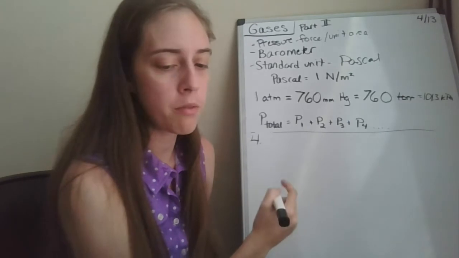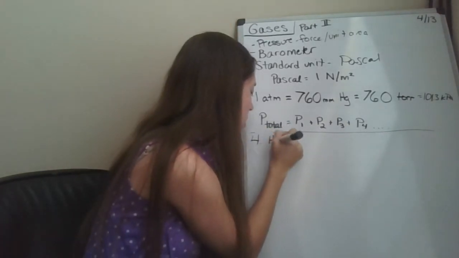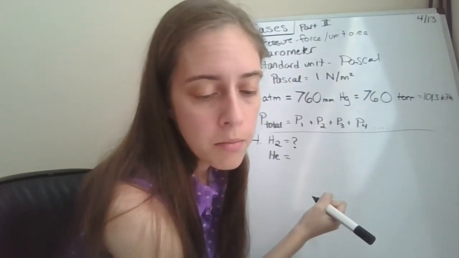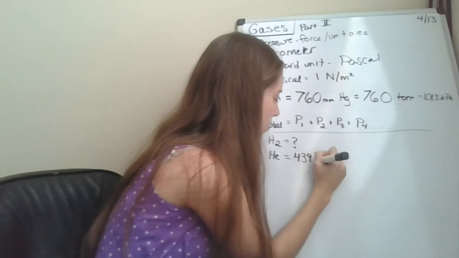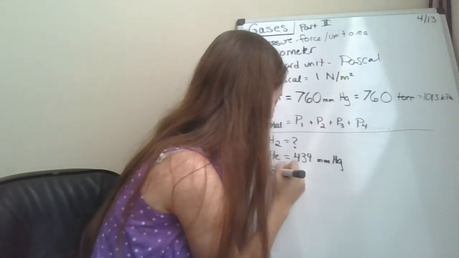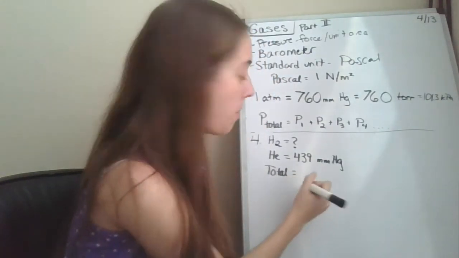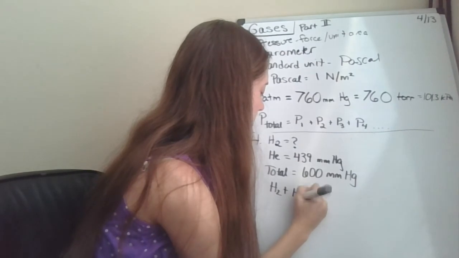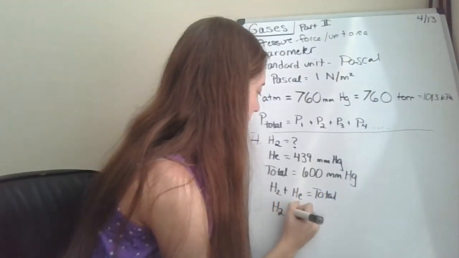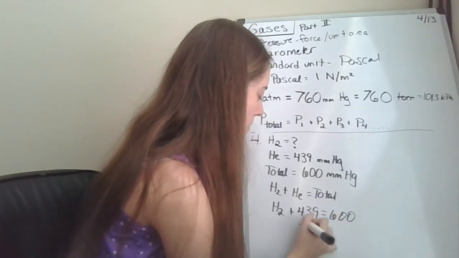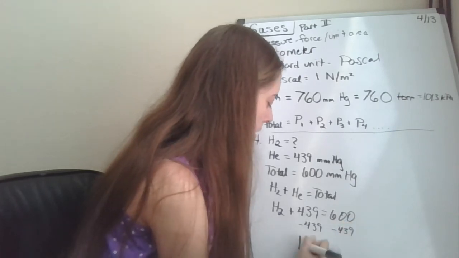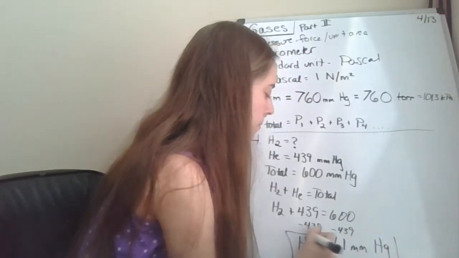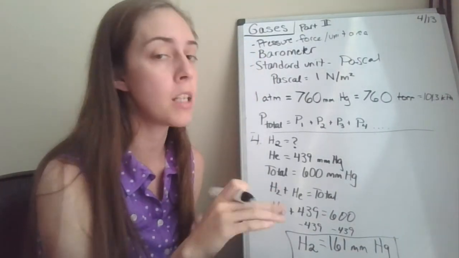All right, so we've got hydrogen and helium. We want to know the pressure of hydrogen. We know the pressure of helium is 439 mmHg and the total equals 600 mmHg. So we've got hydrogen plus helium equals total. Hydrogen plus 439 equals 600. Minus 439 on both sides. We end up with hydrogen equals 161 mmHg. So again, all we did was addition and subtraction.